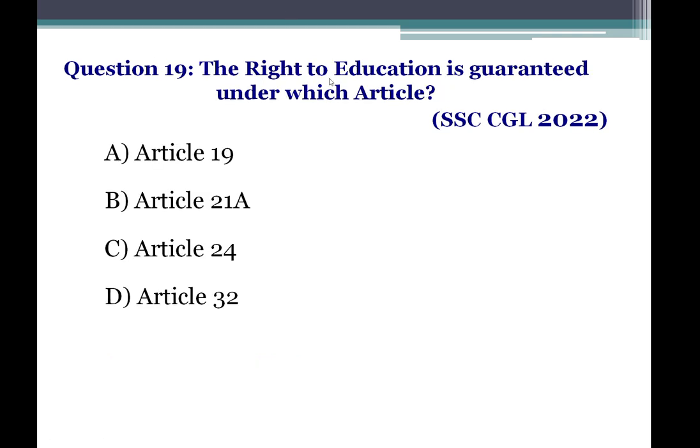The right to education is guaranteed under which article? And options are Article 19, Article 21A, Article 24 or Article 32. So the correct option is Article 21A. The right to education comes under Article 21A. So the correct option is option B.